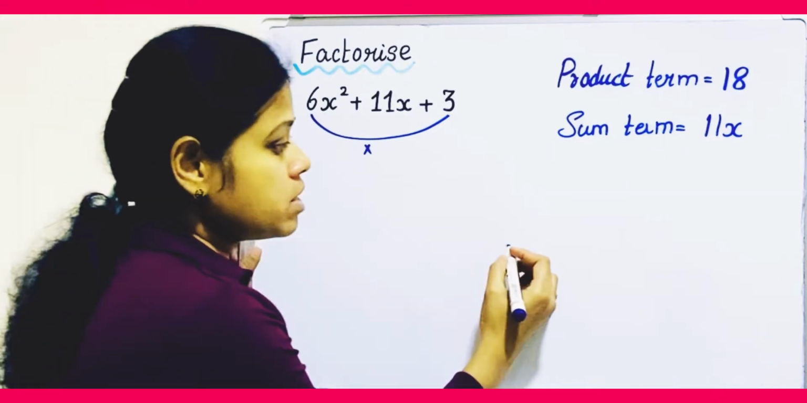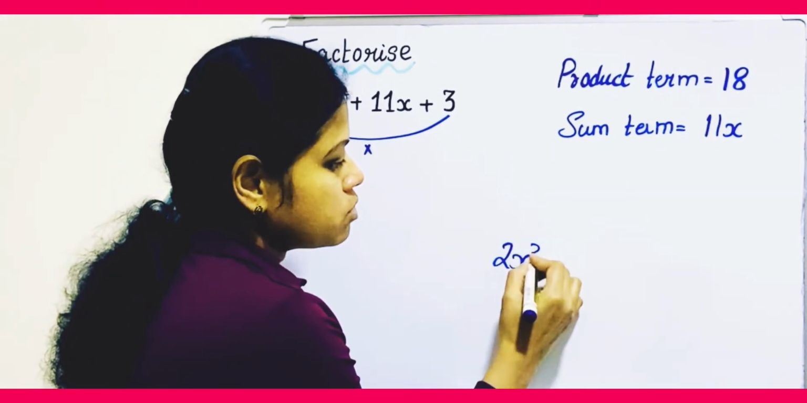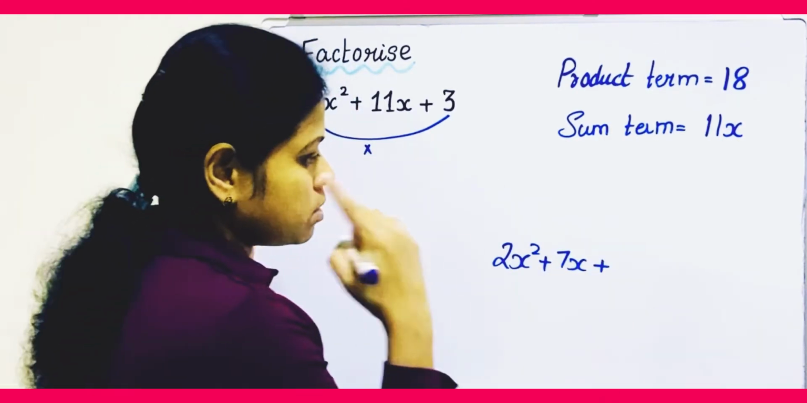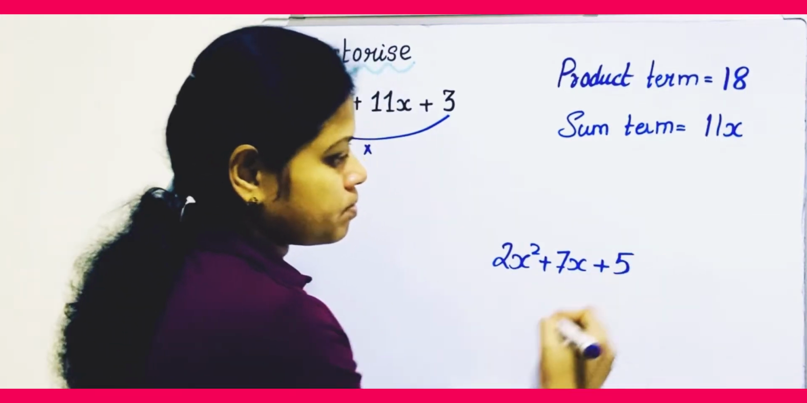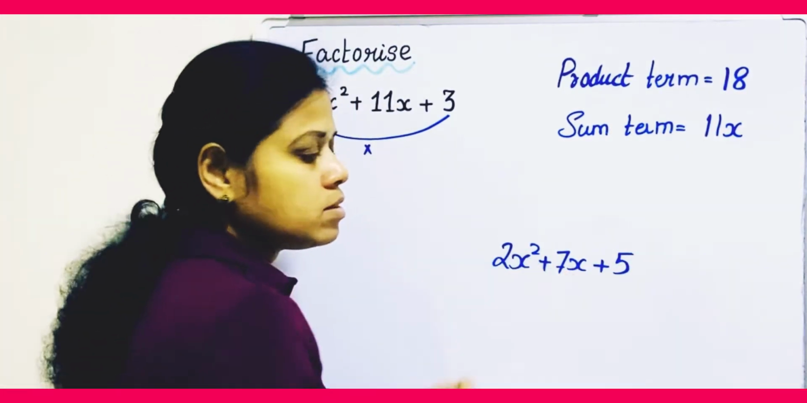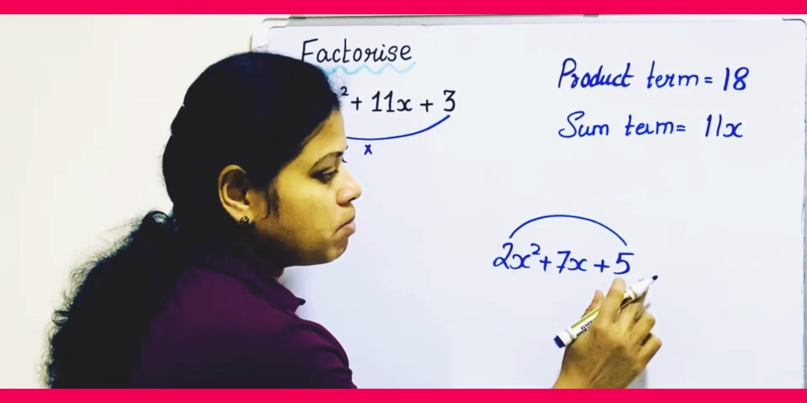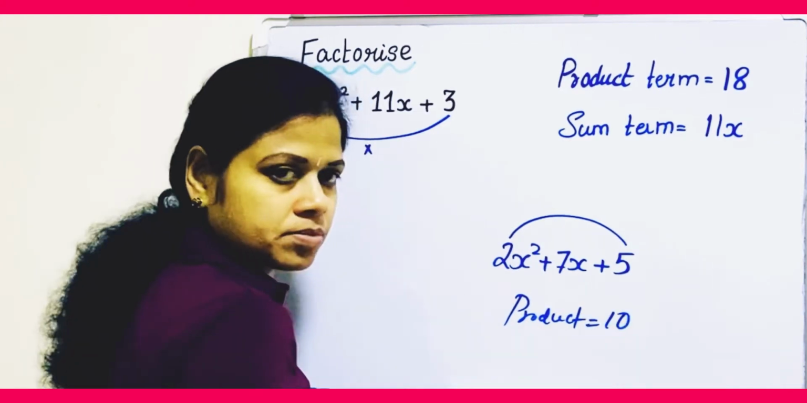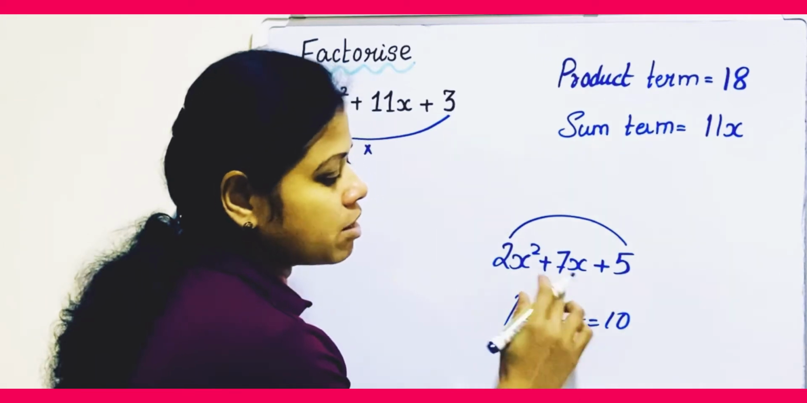See, if you take this expression, 2x square plus 7x plus 5, the product is 2 multiplied by 5. The product term is 10. And the sum will be the middle term, 7.